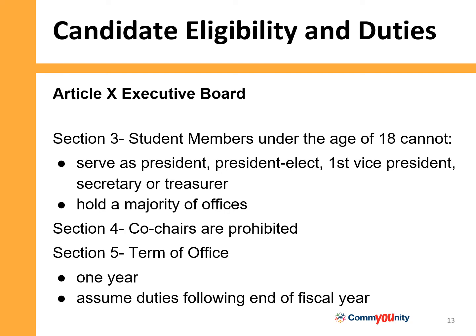Section 3. It is important that the nominating committee know that student members under 18 years of age cannot serve as president and/or president-elect, first vice president, secretary, or treasurer, nor hold a majority of the offices. Section 4, co-chairs are prohibited. The nominating committee can only nominate one person for each position. Section 5, term of office. Executive board members serve a term of 1 year. They will assume their official duties following the end of the fiscal year, not the school year.